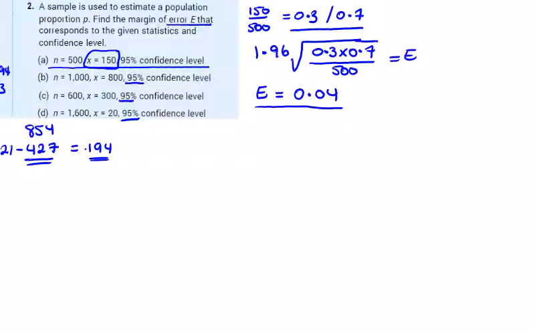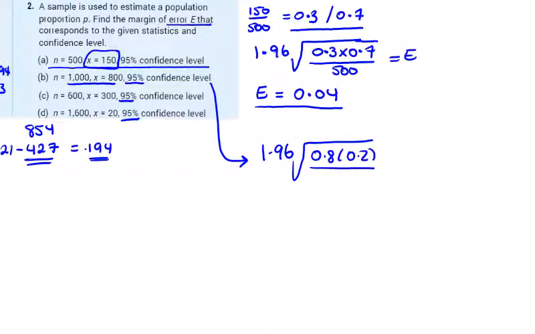And you can see here we should be able to jump straight to the formulas. We've 800 out of 1,000 in question 2, so that's 0.8. 1.96 by the square root of 0.8 success, 0.2 failure, over 1,000. And that's going to be equal to 0.0248.